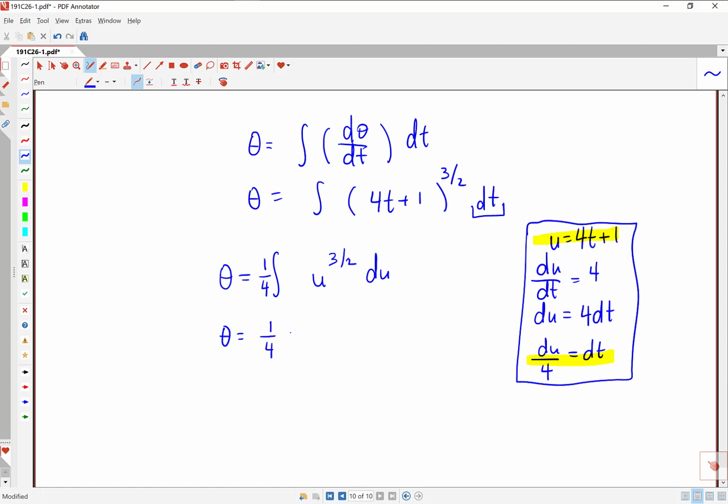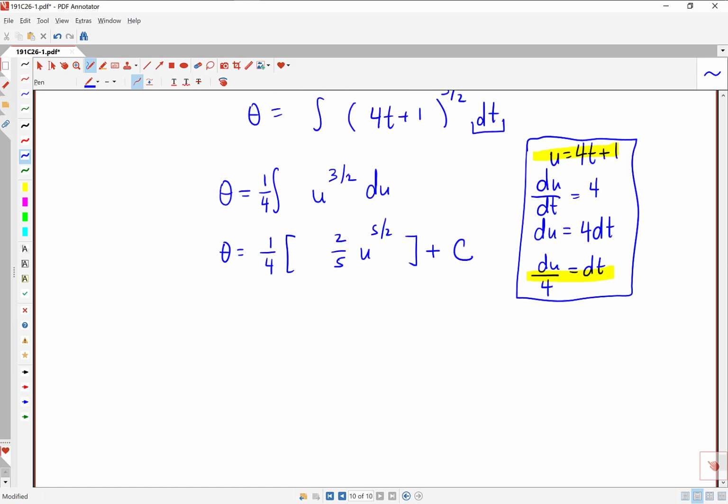So the 1/4 will hang out in front. We will bump up the power on the u to make it u to the 5/2, divide by that new power, and then we need to say plus a constant, so plus c. Okay, now we're going to do some further calculation with this, so let's just clean this up a tiny bit. The coefficients here can be simplified. Instead of saying 2 over 20, let's say 1 over 10. And instead of saying u, we really should go back to our original variable. U is 4t plus 1, so we'll sub that in, and then plus some constant.